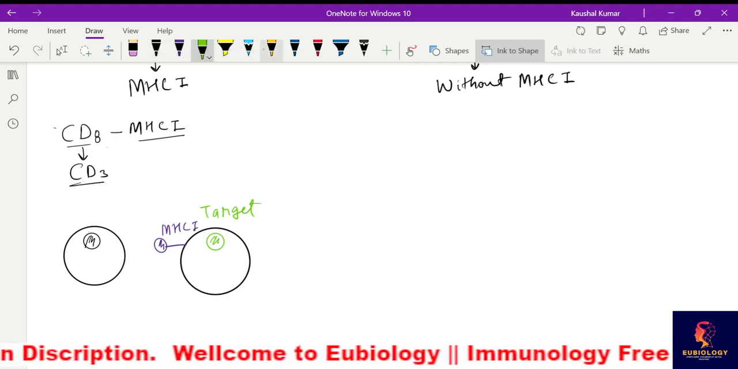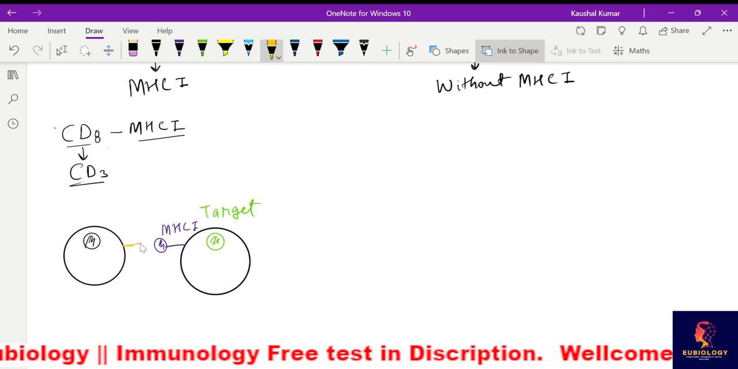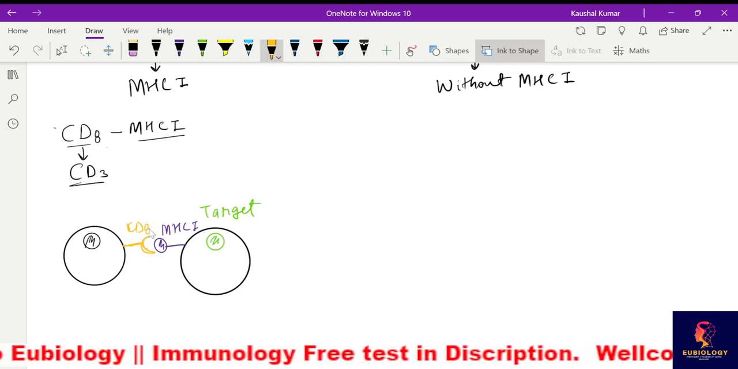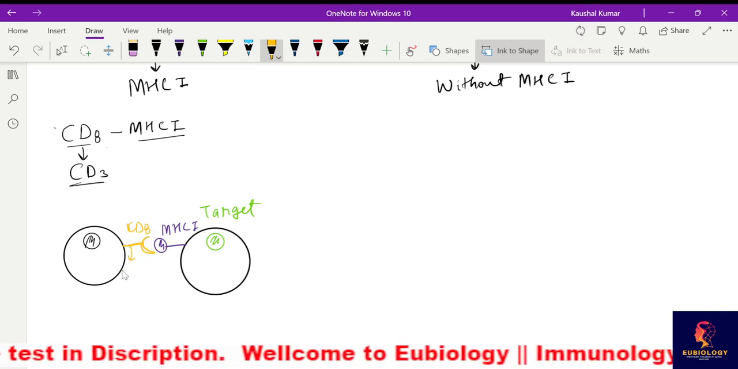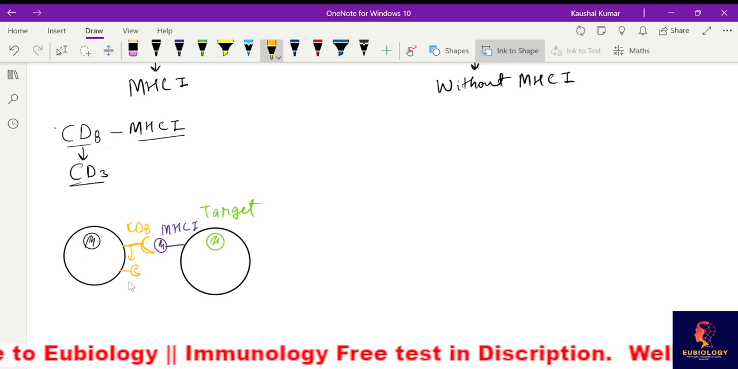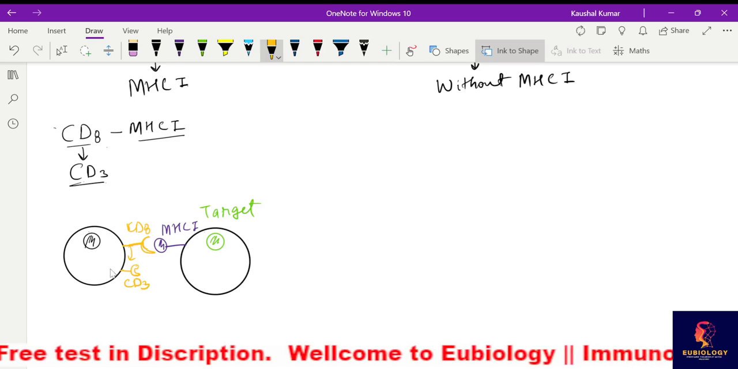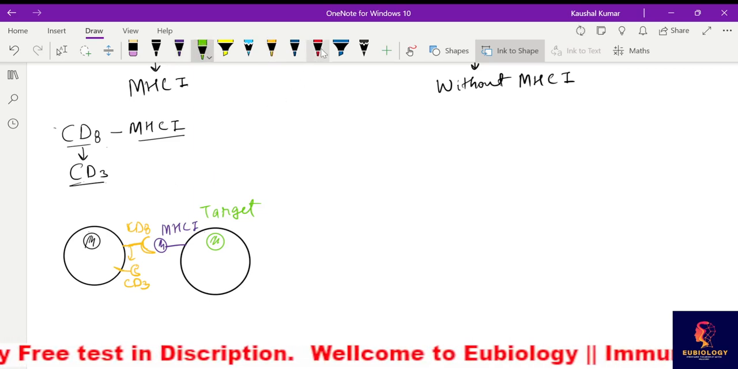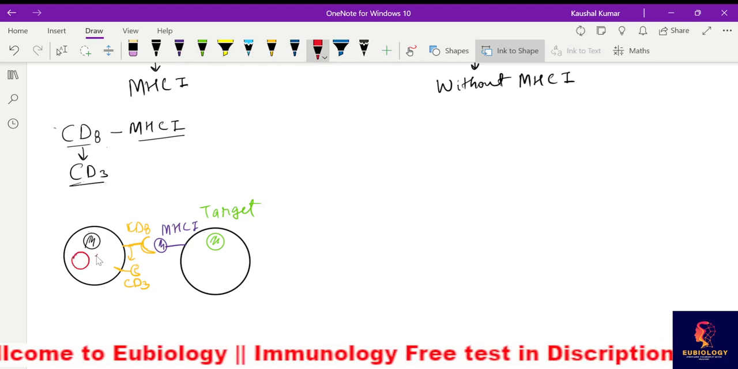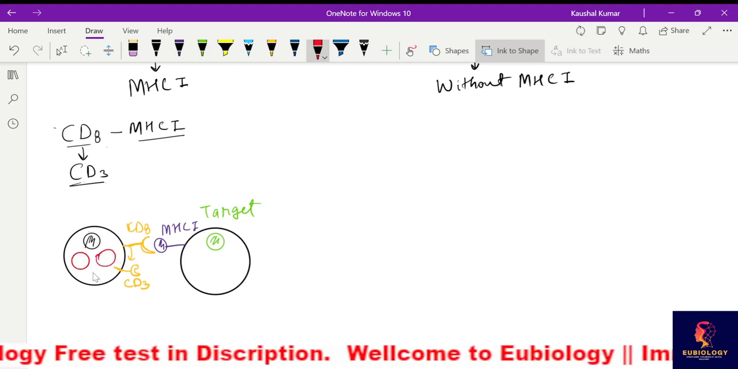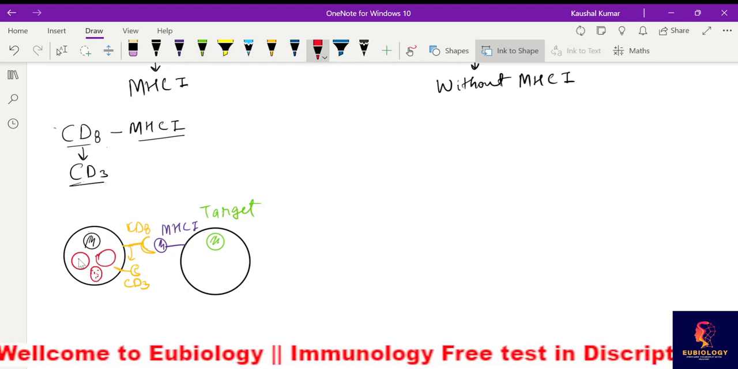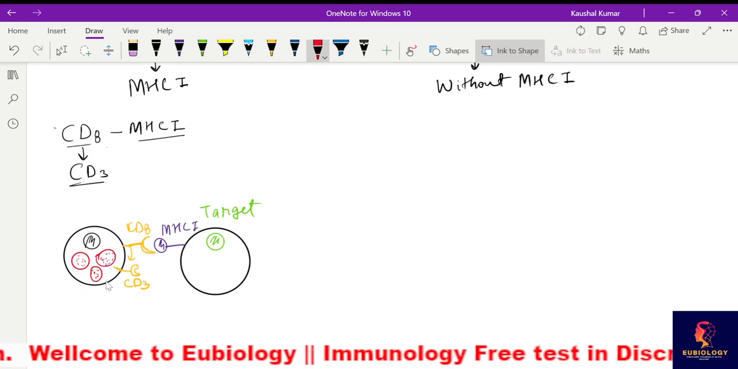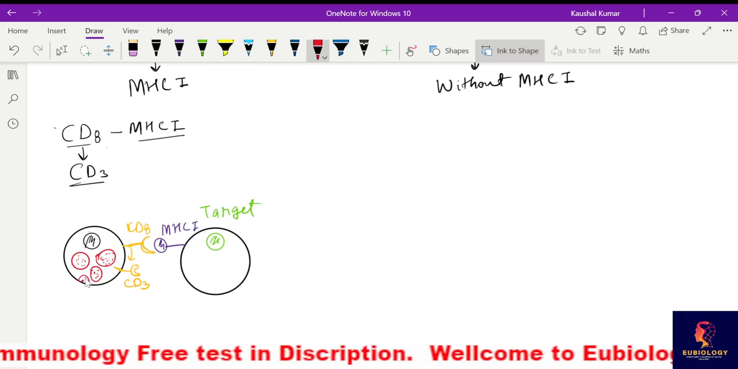It will bind with CD8, and from CD8 it will give signaling to CD3. CD3 has the cytoplasmic strands, and it will stimulate the degranulation. So what does degranulation mean? This has some granules, and this vesicle consists of some enzymes. Small granules will come here, and finally it will degranulate the enzymes.